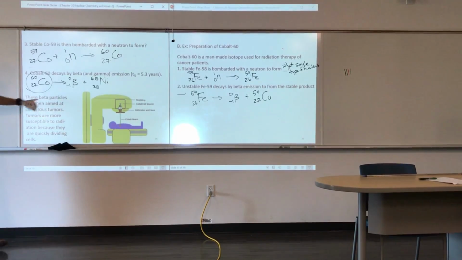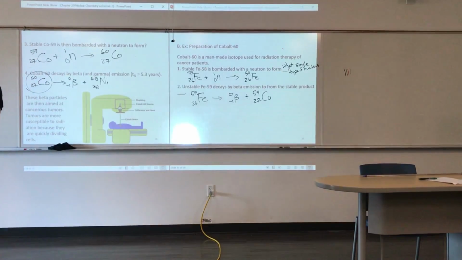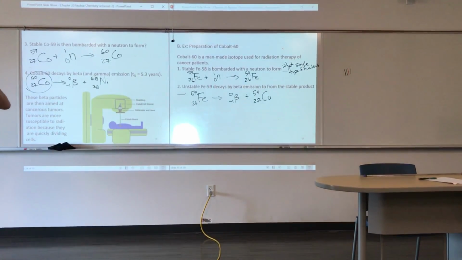The beta particles that are emitted here can be aimed at cancerous tumors. Tumors are more susceptible to radiation because they are quickly dividing cells. This is how they've been doing it for 50 years. It is only slightly more improved since then. How many people know somebody in their life who have undergone radiation therapy? I do. And anytime you take radiation, let me say one more thing. Anytime you take radiation, whether it's at an airport scanner, yes, that's radiation from an X-ray source, or to fight tumors, you're always thinking risk versus benefits.